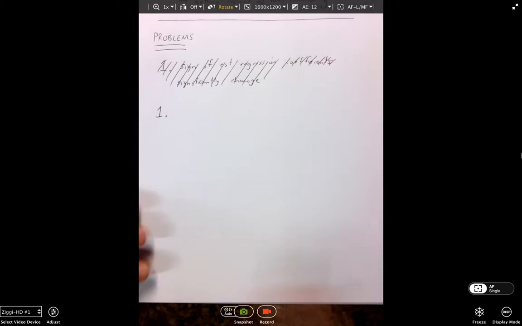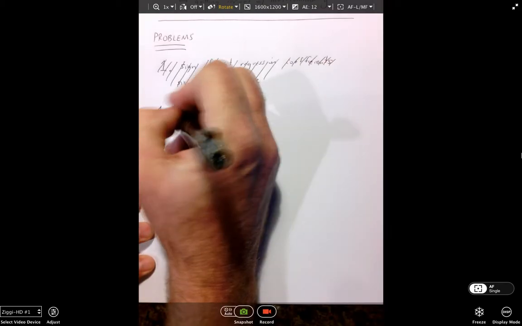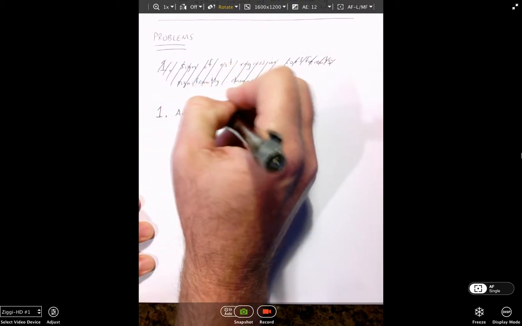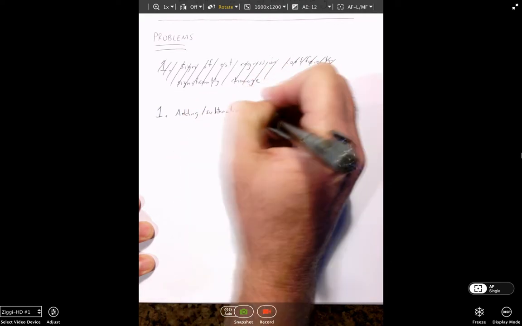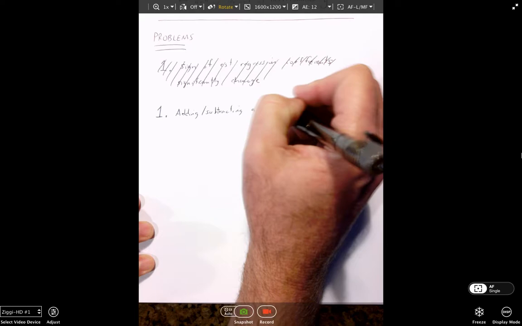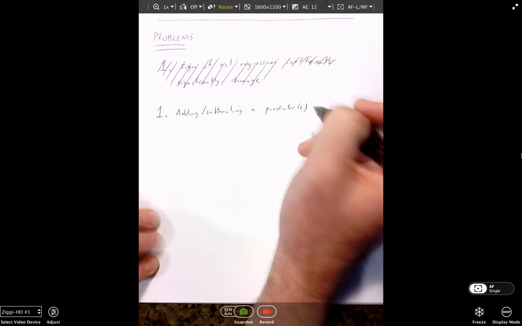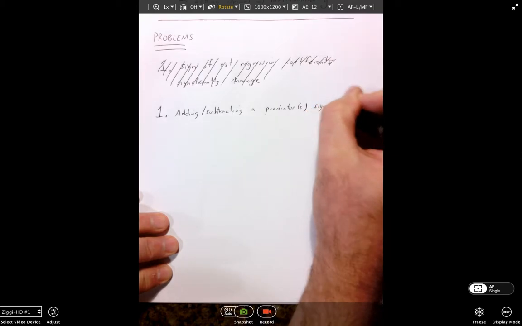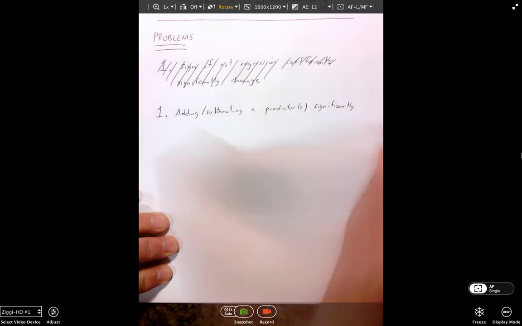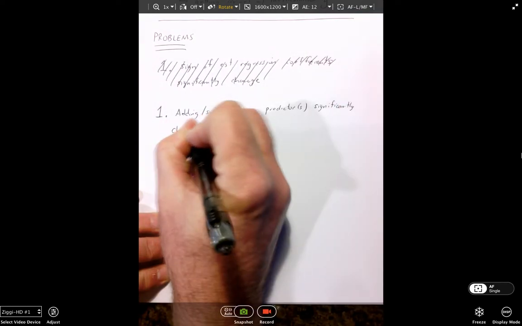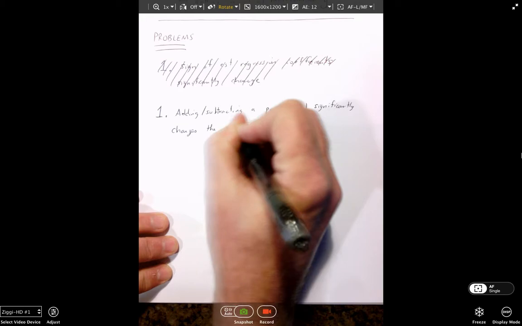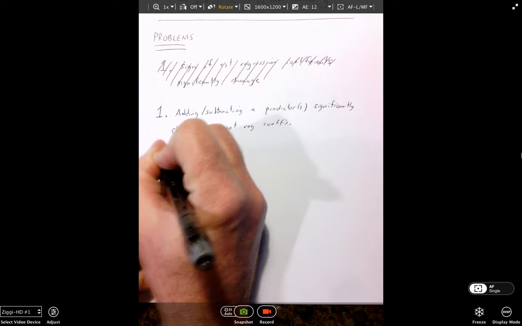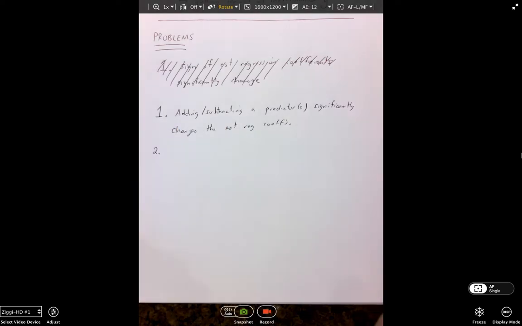So the first problem is that adding or subtracting a predictor or predictors significantly changes the estimated regression coefficients. We want models to be more stable than that.